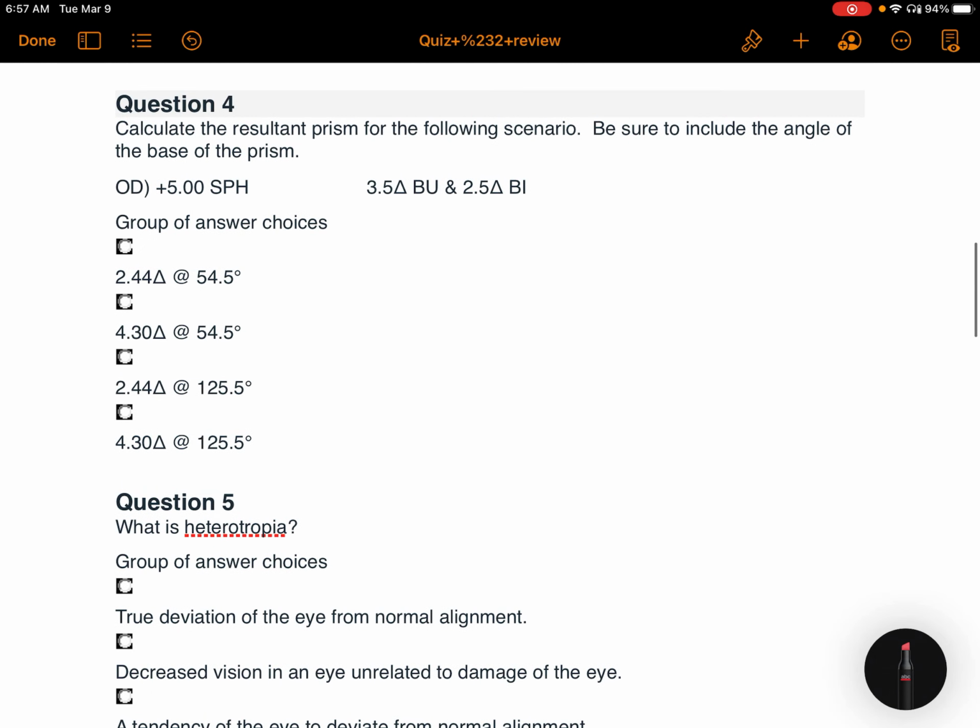Question 4, calculate the resultant prism for the following scenario. So again, we focus on which eye, so we can draw the proper diagram. And we have 3.5 base up, 2.5 base in. So let's solve for our resultant prism amount. 3.5 squared is 12.25, plus 2.5 squared is 6.25. That equals 18.5. The square root of that is 4.3. So that's our prism amount.